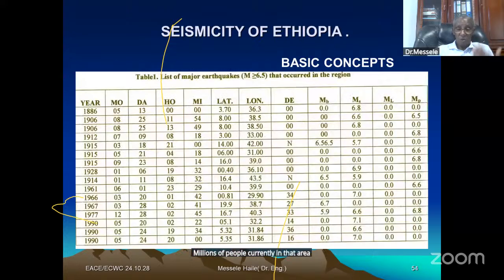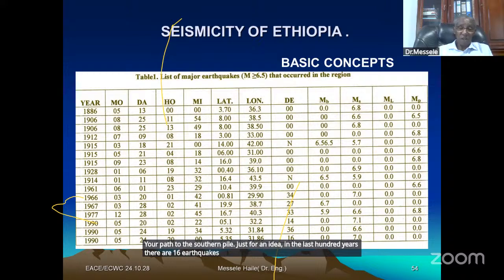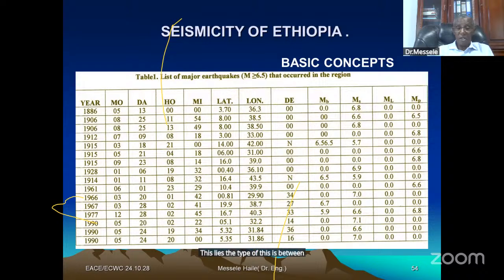Then it goes through Ethiopia to the southern part. Just for an idea, in the last 100 years, 16 earthquakes above magnitude 6.5 occurred. This is between 1886 and 1990. So adding the recent ones wouldn't change much because mainly they were less than 6.5.